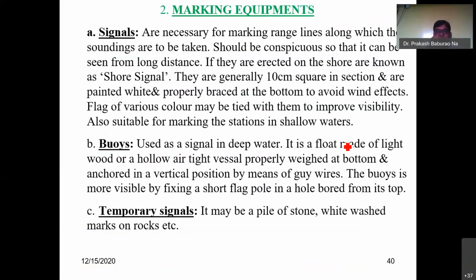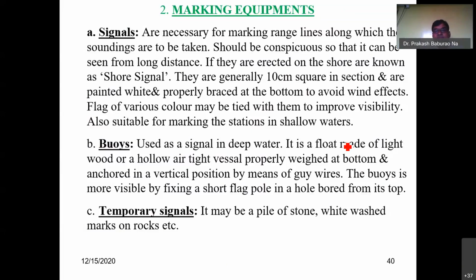Now, the second part in this hydrographic surveying is marking equipment. This is another equipment. Signals can be utilized, also range lines and shore signals. They are usually 10 centimeters square in section. Information related to the signal is also given.